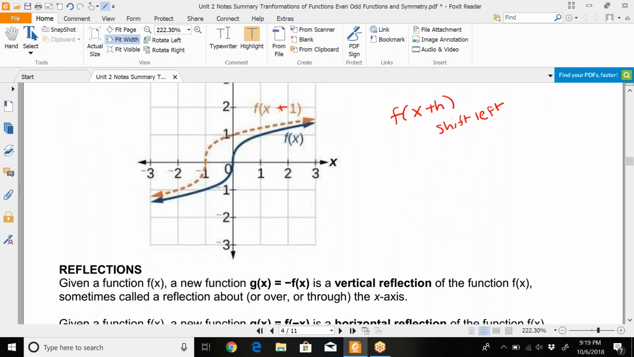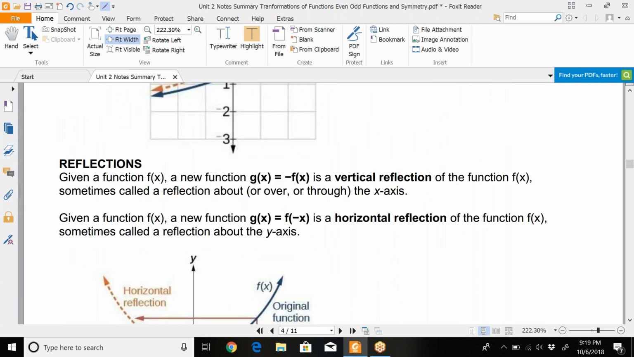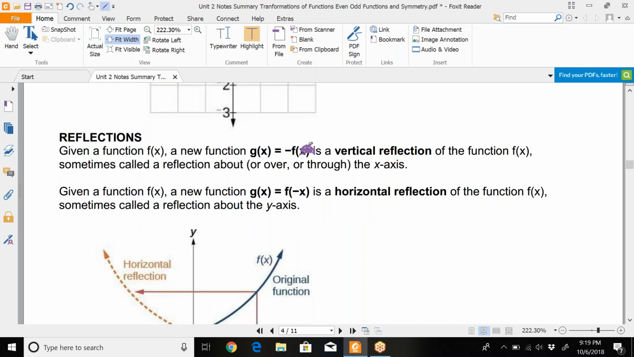Another type of easy transformation is called a reflection. So if you put a negative in front of your function, like negative x squared, where the negative is not part of the part you're squaring, then that's called a vertical reflection. In other words, you flip yourself over the x-axis. The reason it's over the x-axis is because when you're above the x-axis, your y's are positive. When you're below the x-axis, your y's are negative. So it's changing the sign of y.